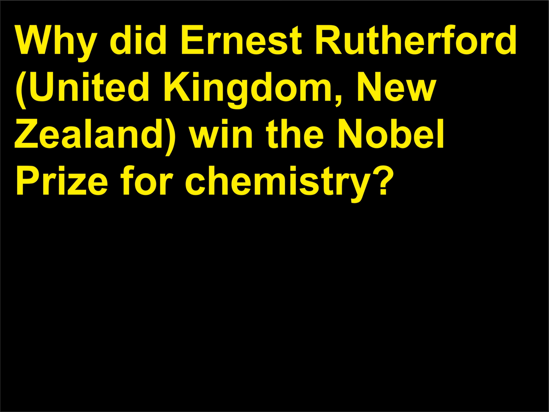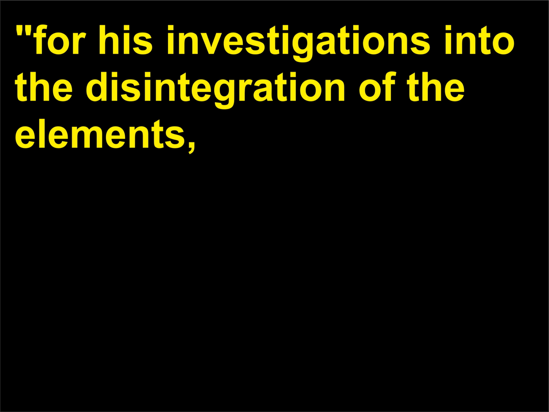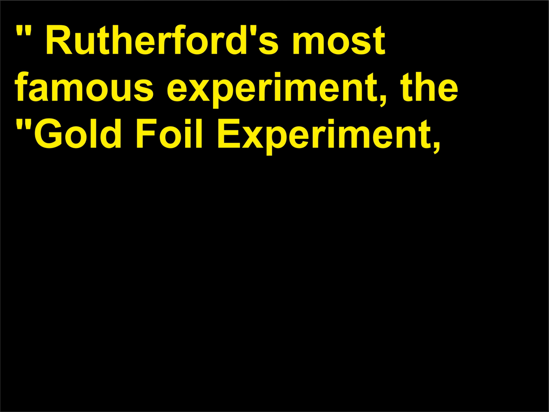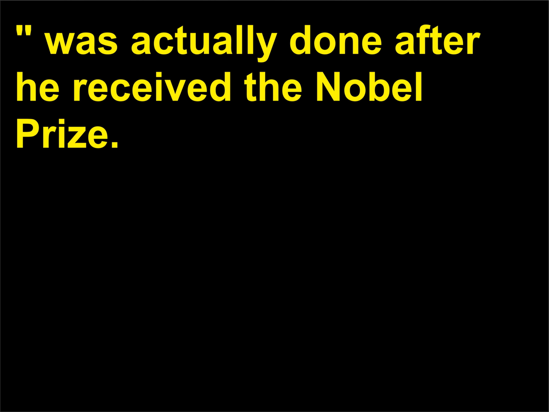Why did Ernest Rutherford, United Kingdom, New Zealand, win the Nobel Prize for Chemistry? For his investigations into the disintegration of the elements and the chemistry of radioactive substances. Rutherford's most famous experiment, the gold foil experiment, was actually done after he received the Nobel Prize.